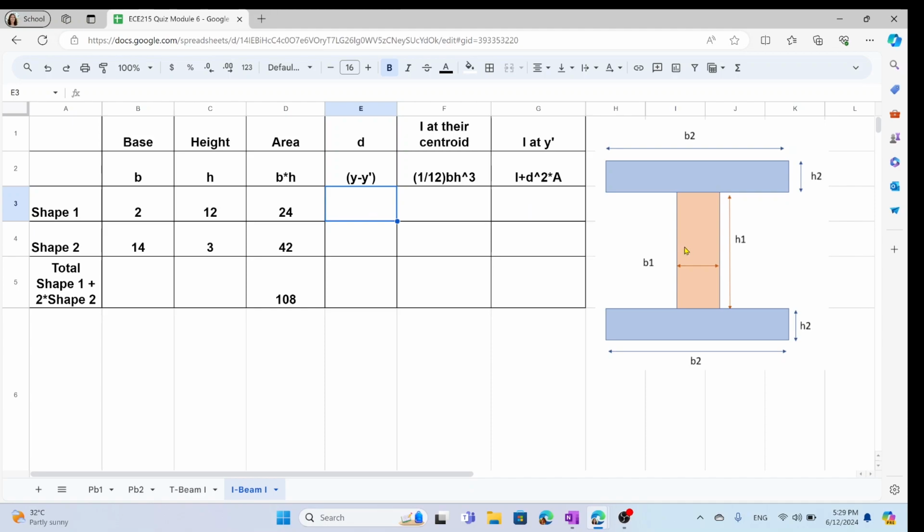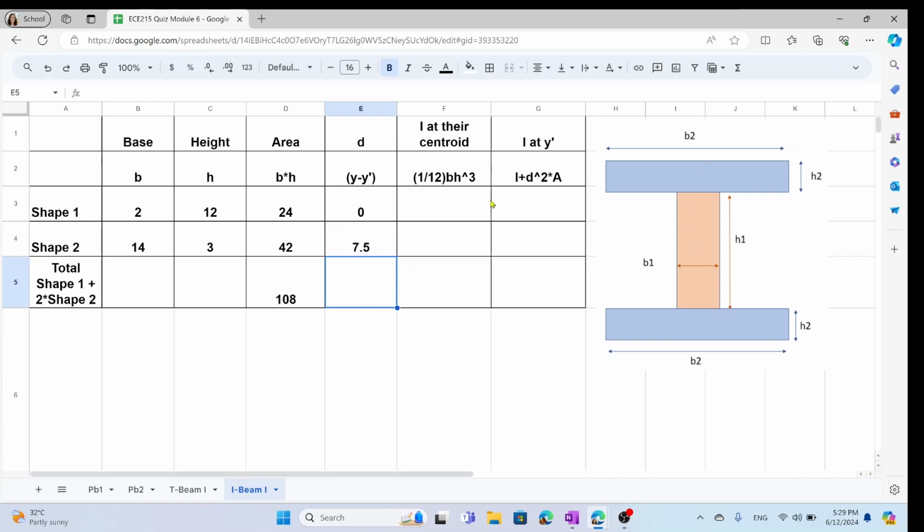For the shape number 1, that will be just 0. Okay, we can just enter 0 because the centroid of the rectangle is there. For this one, that will be the distance from here to here. That will be the H1 divided by 2 plus the H2 divided by 2. And this is the same distance for both of them. We don't need to find the total or anything.